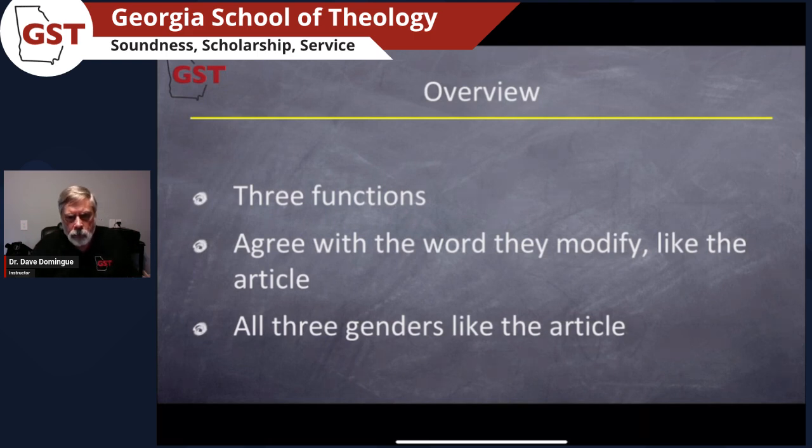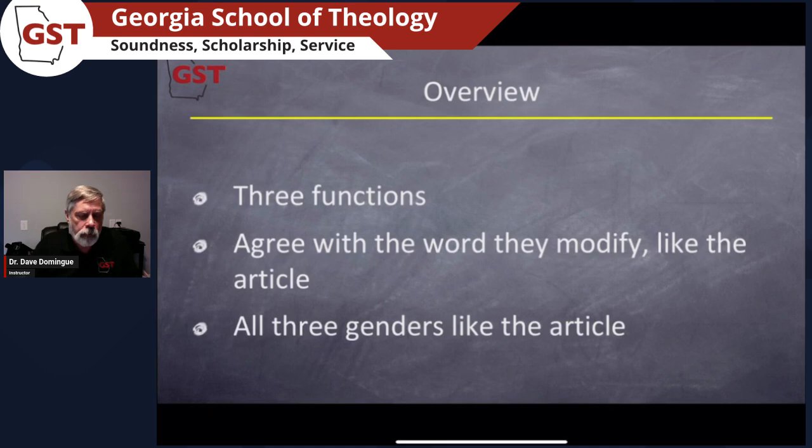Well, good would be, not the article, excuse me, the adjective has to agree with the word it's modifying, like the good book. Well, the good book, good is the adjective. If book is in the neuter, then good is going to have to be in the neuter so that you know it's talking about the good book versus good something else.